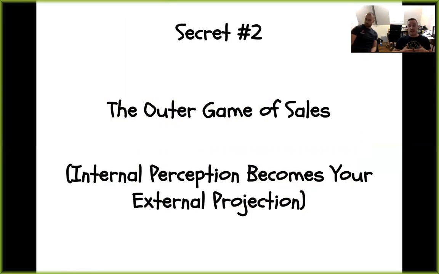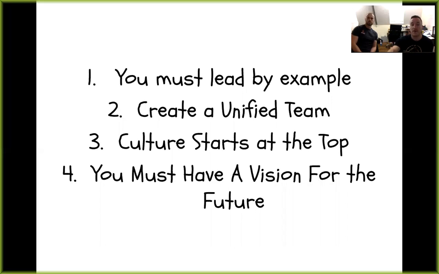So you need to manage inside first, and then you can go out. If you're a one-man band, it's the same. If a team, it's the same. Because if you are walking around like a big negative moan bag, what are your clients going to do? They're going to be negative moan bags. If you've got a team and you're all negative and depressed, your team are going to be the same thing. They're going to be your mirror. So we need to take care of that first, and then you need to project this. You need to lead by example, create a unified team, and we talk about culture starting at the top.